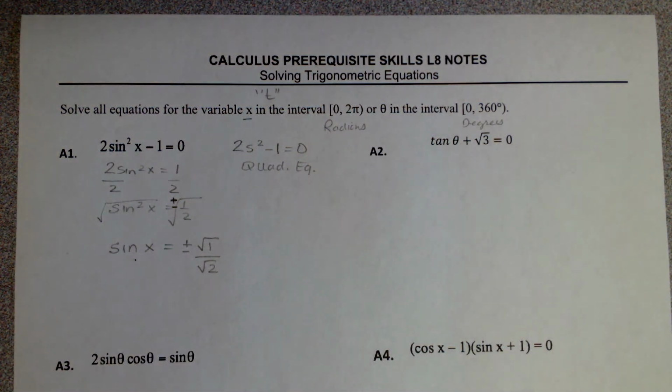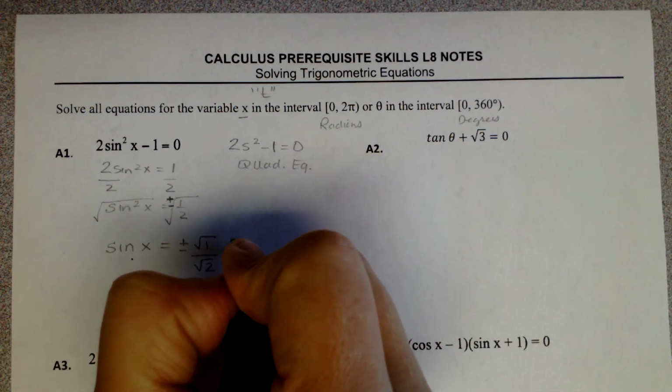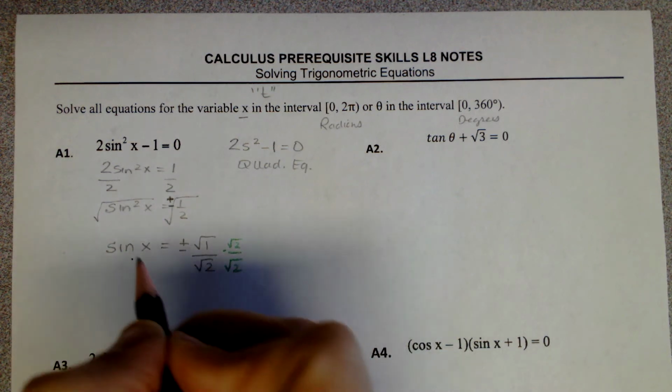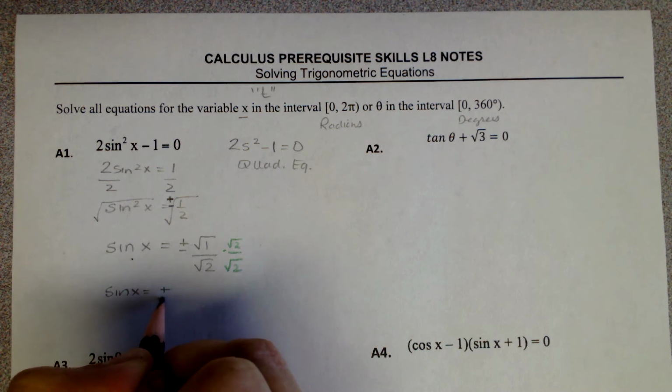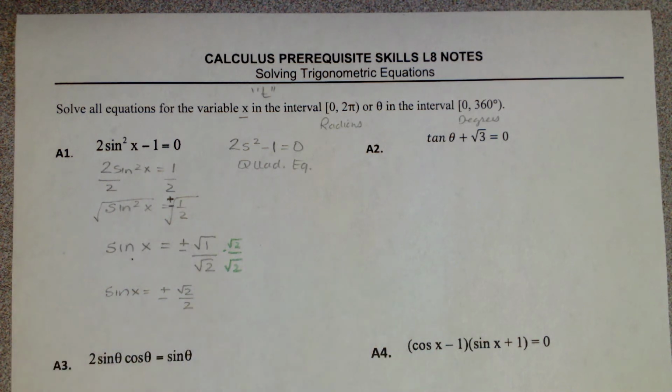From here, I can rationalize my denominator. So I'm going to multiply top and bottom by root 2 over 2. I'm not allowed to leave roots in the bottom. So that tells me that the sine of x can be either the plus or the minus root 2 over 2. This simple trig equation is what we're going to think out using the unit circle.